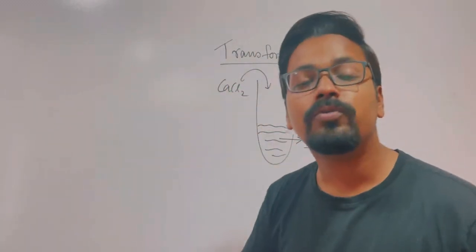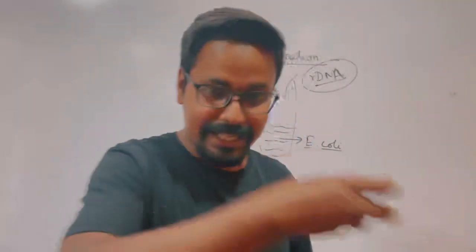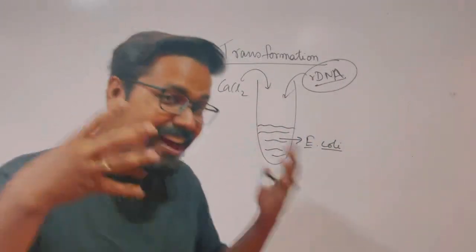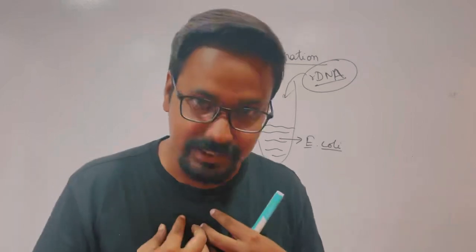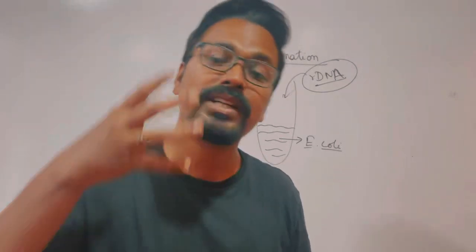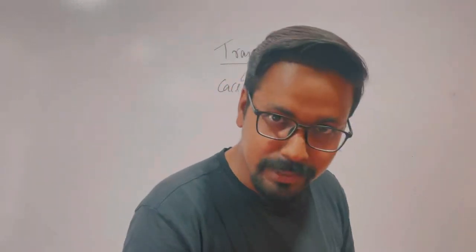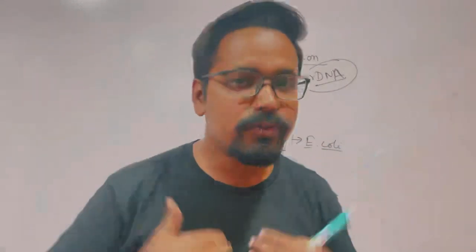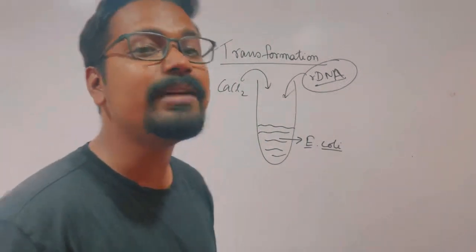Now we need to move into our next step to check which of the cells have taken up the plasmid and which cells have not, because we only want the cells which have taken up the plasmid, which contain the recombinant DNA. If all the cells are not containing recombinant DNA, then all the cells are not for my use. So now we will move into our next step, which is called the screening process.